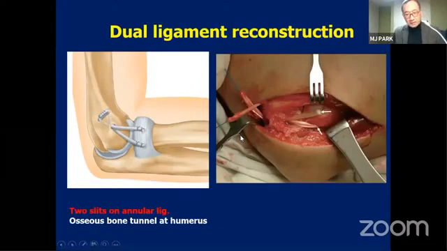And in lateral epicondylitis, the radial collateral ligament is closer to the ECRB and usually more involved. So I always see that varus instability is more prominent than the PLRI in lateral epicondylitis patients. So in this sense, I believe that dual ligament reconstruction is more reasonable than the standard LUCL reconstruction.